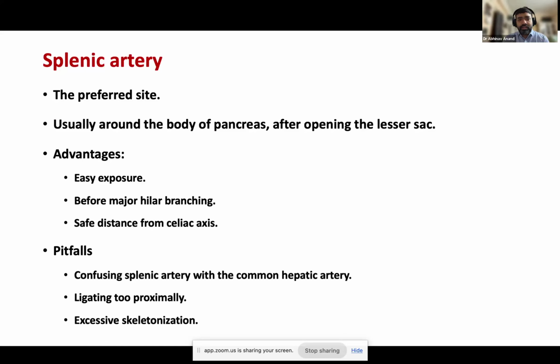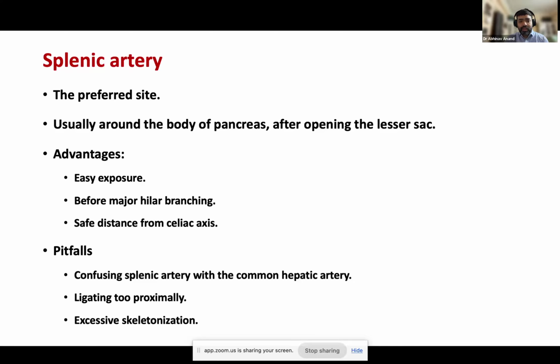So with that, the anterior surface of the pancreas has been exposed. So we find and ligate the splenic artery. It is usually around the body of the pancreas, and after opening the lesser sac, we have an easy exposure, and we do not have to ligate it very proximally or very distally. The midpoint is the ideal area where we have to ligate it.